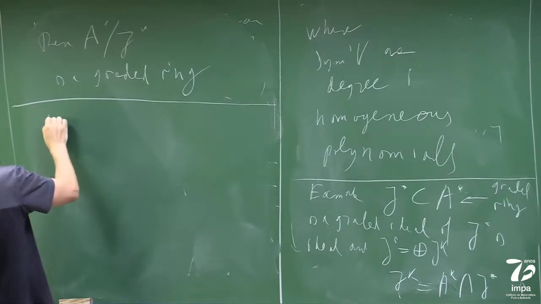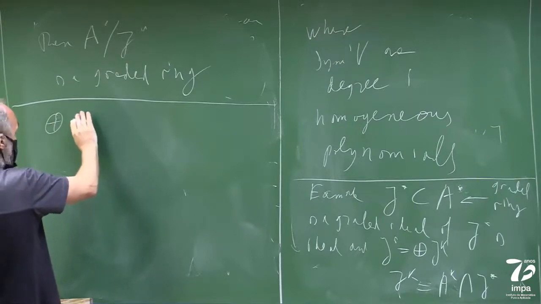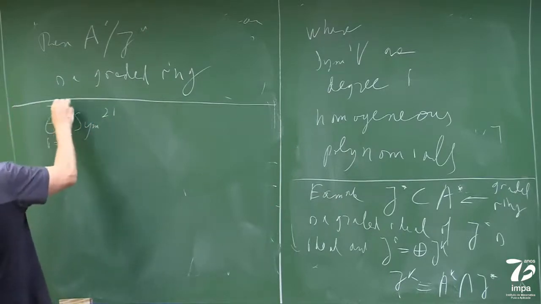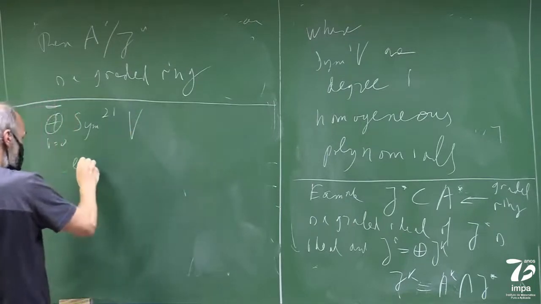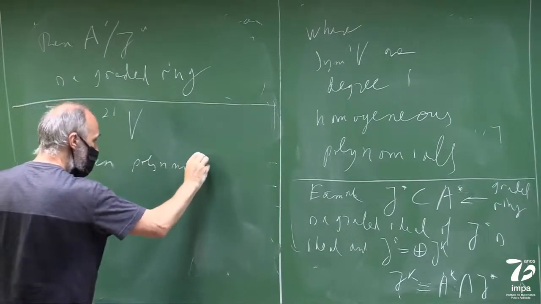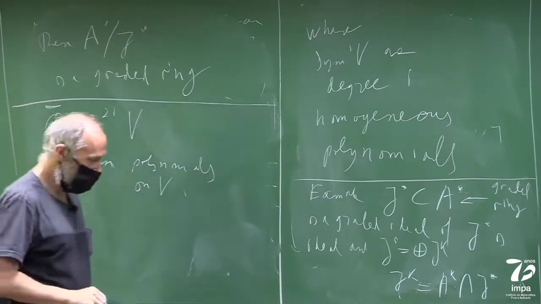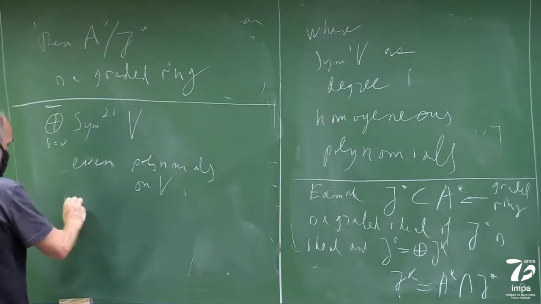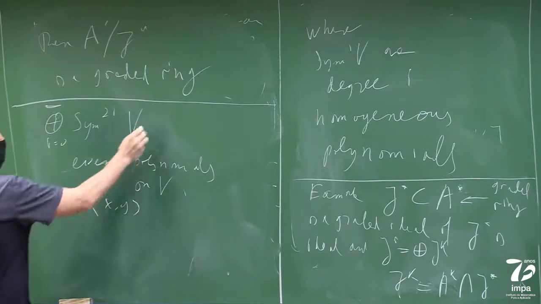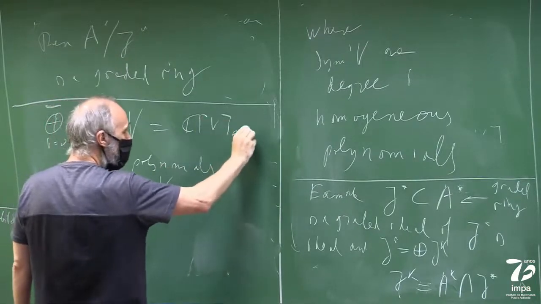So you take the direct sum of even polynomials inside the polynomial ring, the sum over i from 0 to infinity of Sym^{2i} of V. It's even degree polynomials on V. In other words, if V is a vector space generated by X and Y, this would be polynomials. So this is C[V] even.